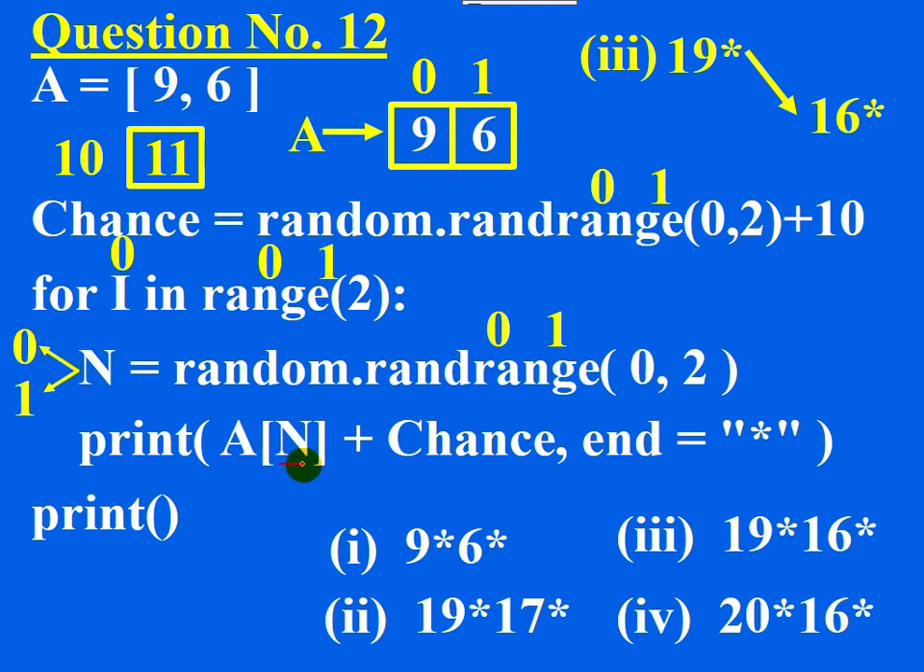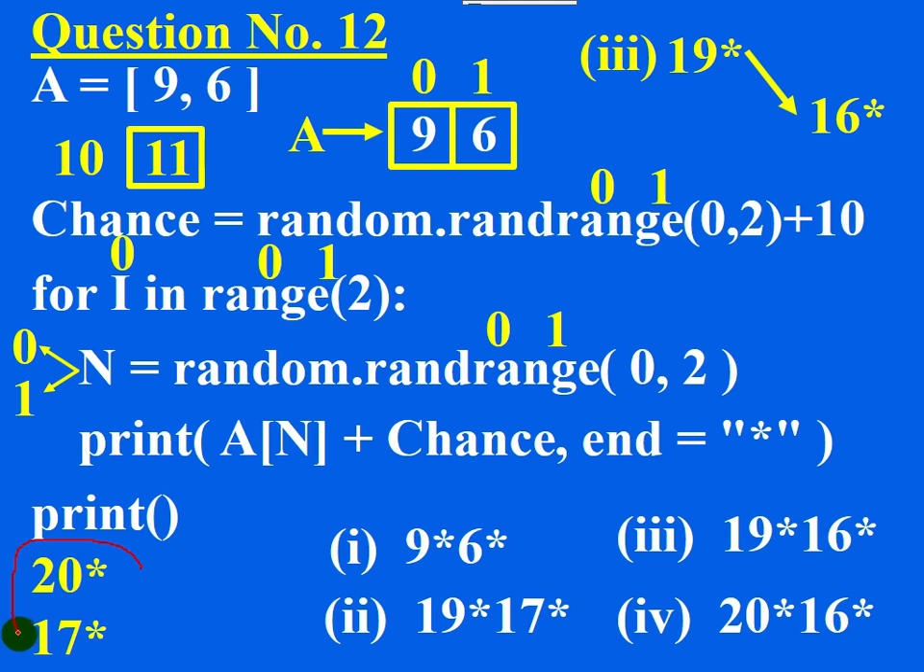If I substitute n with a 0, a of 0, I get 9. This time chance is taken as 11. So 9 plus 11, 20, and the ending character is star. So you get 20 star. Let me substitute the second possible value of n, that is n is equal to 1. And what is a of 1? You can see a of 1 is 6. Chance is taken as 11. So here it becomes 6 plus 11, 17, 17 star.